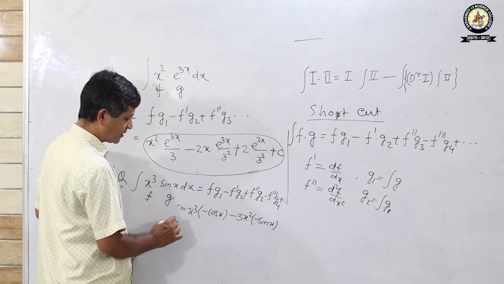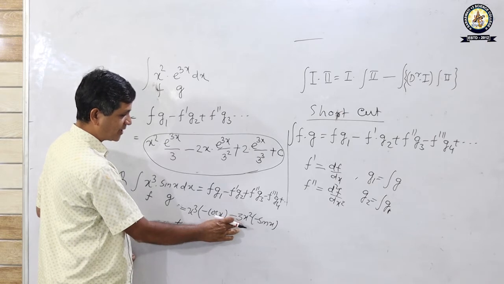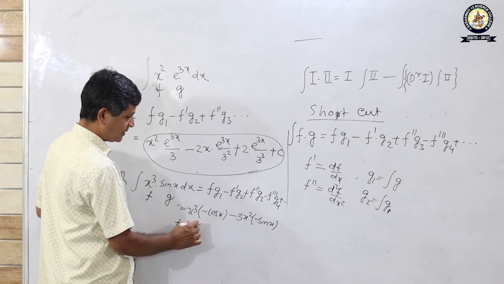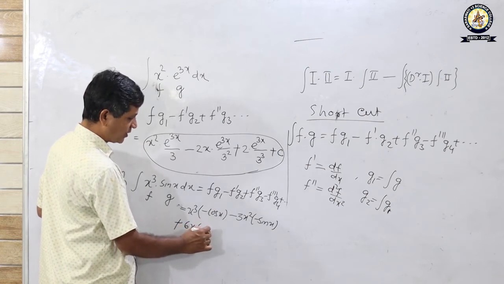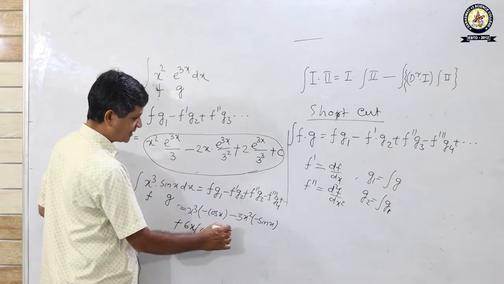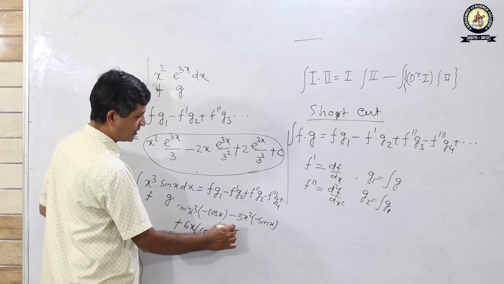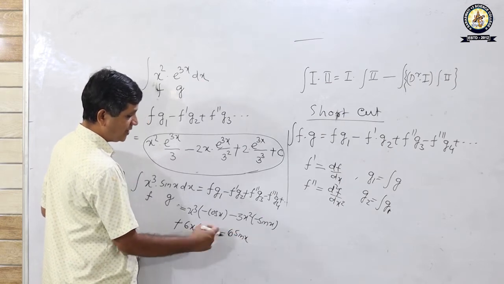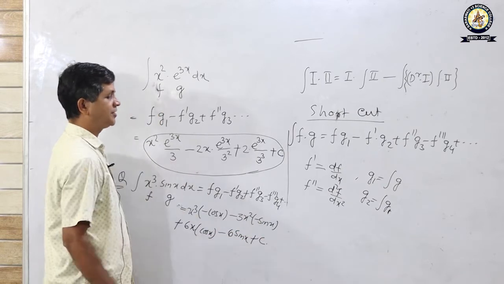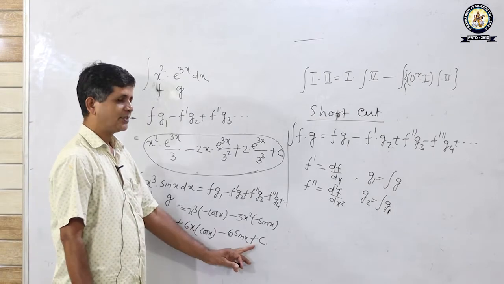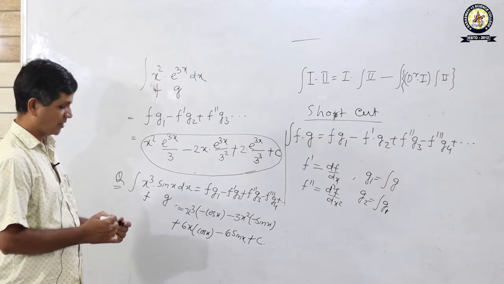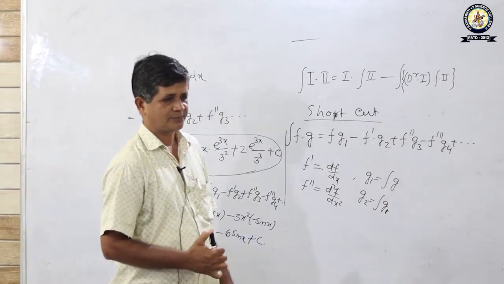Next minus, after minus it will be plus. The derivative of 3x square is 6x and its integration, the integration of minus sin x, is cos x. Next, minus, the derivative of 6x is 6 and the integration of cos x is sin x. Next, the derivative of 6 is 0. So we conclude here. At the end we add the constant C. So this is about the shortcut formula for the integration by parts rule.